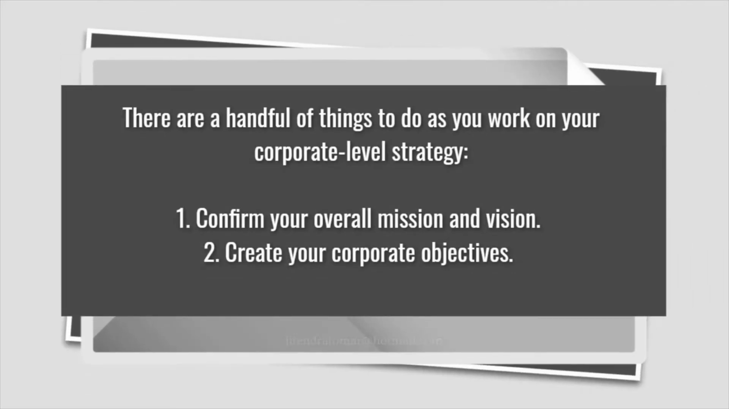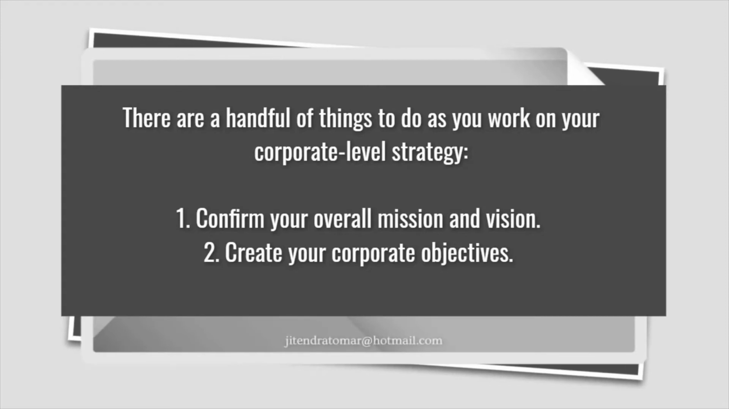There are a handful of things to do as you work on your corporate level strategy. First, confirm your overall mission and vision. These two elements define your entire organization, and so should be done at the corporate level. Your mission statement describes what your company does, and how it is different from other organizations in your competitive space. Wherein your vision statement describes the desired future state of your organization at a certain point in time. To create these elements, you may want to write out an OGSM statement, that is an objective, advantage, and scope statement, or use a tool known as strategic shifts.